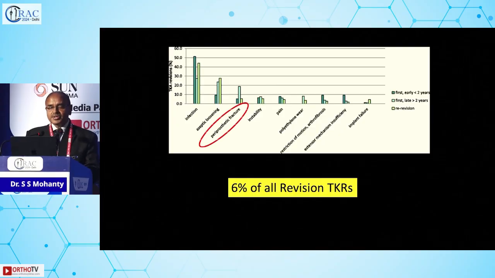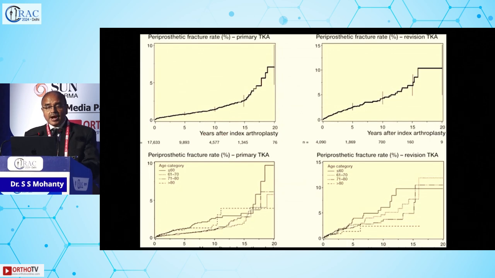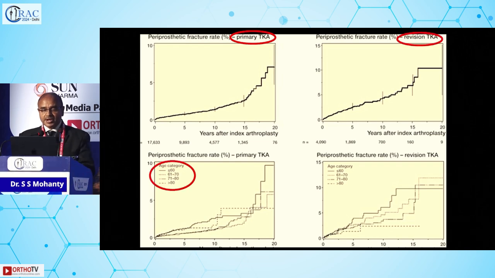Periprosthetic fracture in total knee arthroplasty is a growing concern, and it is the third most common cause of revision of total knee arthroplasty. 6% of all revision total knee arthroplasties are due to periprosthetic fracture. And it is increasing with increasing age, in primary as well as in revision arthroplasty.